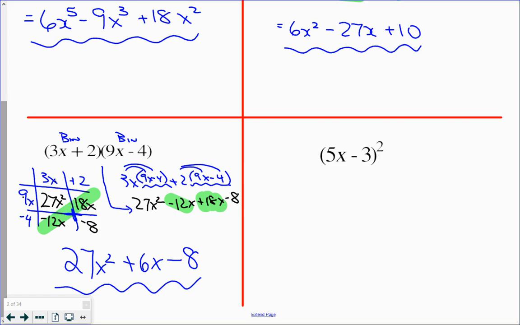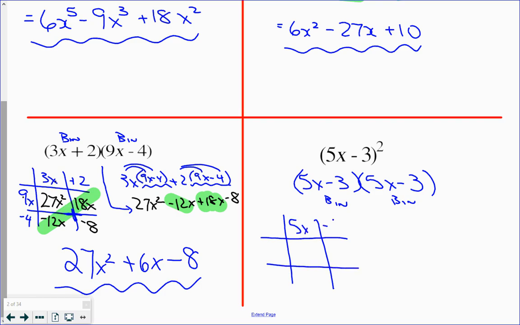How do you deal with squareds? What's the very first thing you do when you see a squared? It's not multiply. What does squared mean? Times it by itself. So when you see a squared, the first thing you do is you write out the bracket twice. Now we go through and do our method, because now we have a binomial times a binomial.